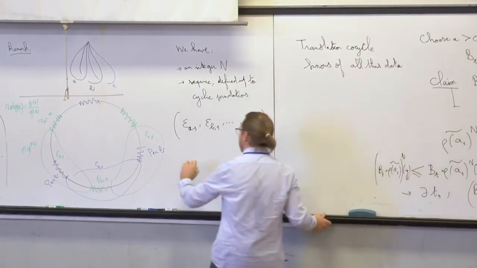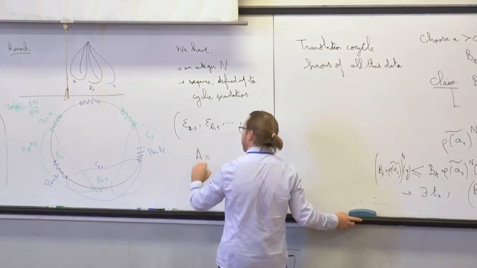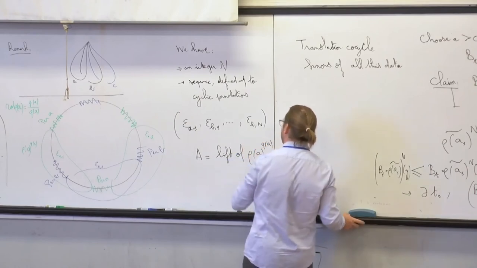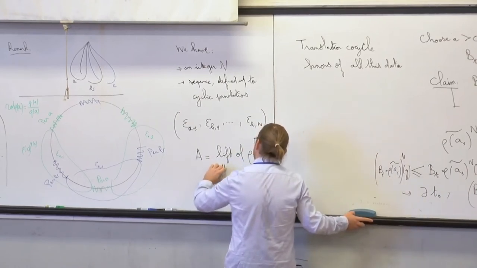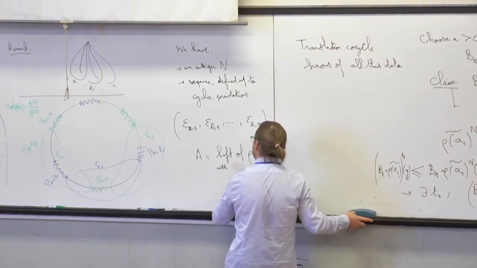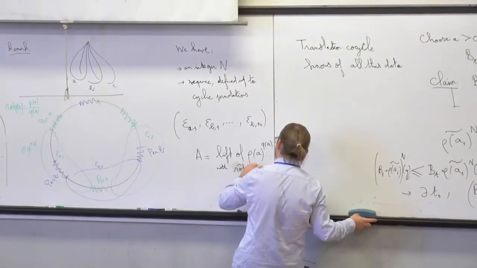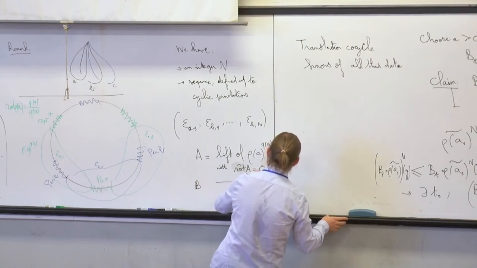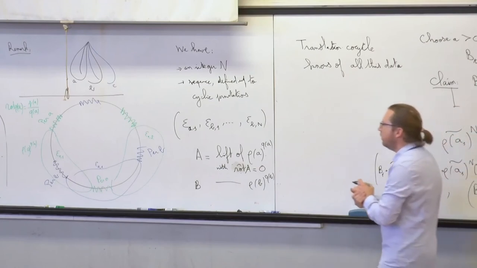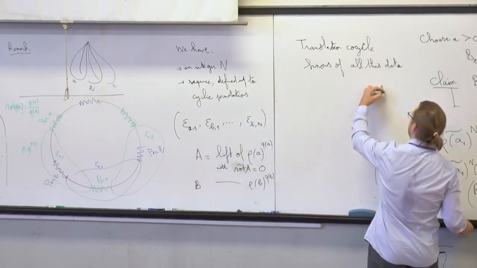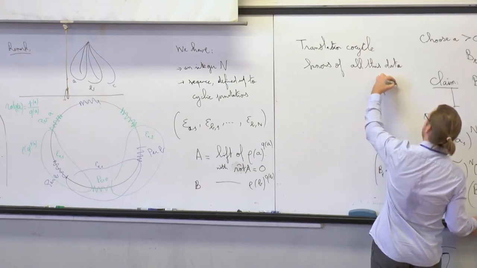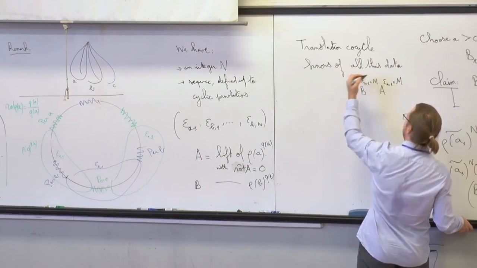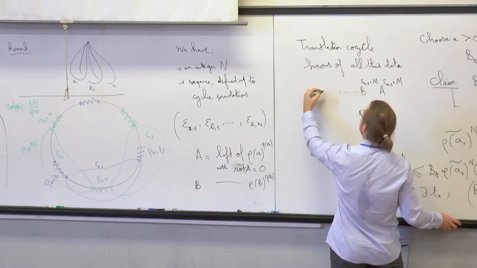So you can set A to be the lift of rho of A to the Q of A with translation number zero. Okay, and you can do the same for rho of B. Okay, and now what's going to happen is that if I apply A to the epsilon A1 times a very big integer, and then B to the epsilon B1 times the same very big integer, and I'm going to do this whole composition.